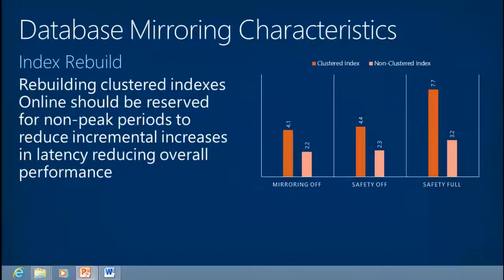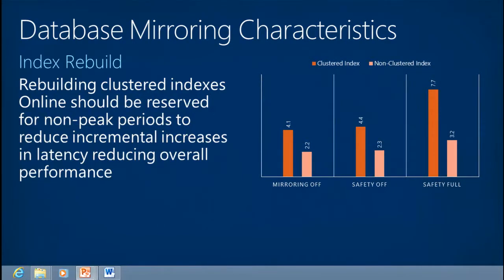You also have to understand, well, what happens when I perform online operations, such as rebuilding an index? Depending on the operating mode that you choose to use with database mirroring, in some cases you should use non-peak times in order to do that. So as you look at this chart here, you have clustered indexes and non-clustered indexes. We're famous for clustered indexes based on GUIDs with SharePoint.